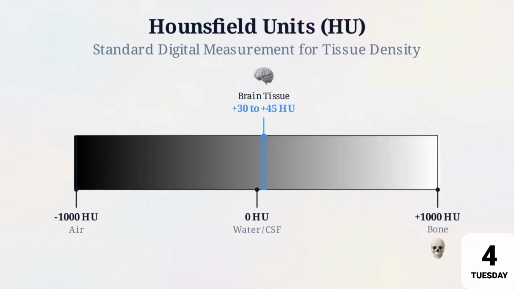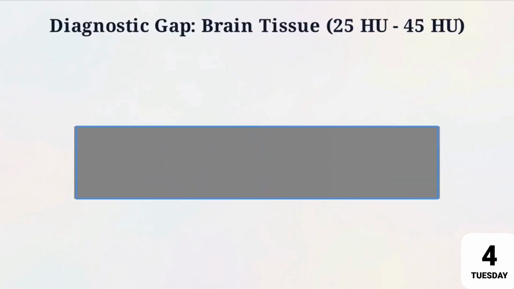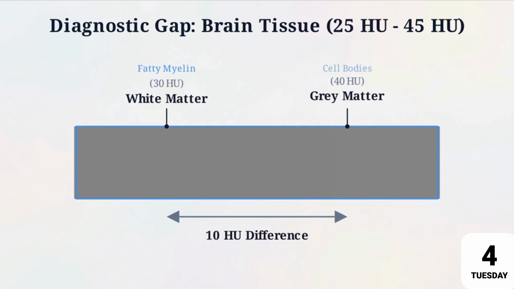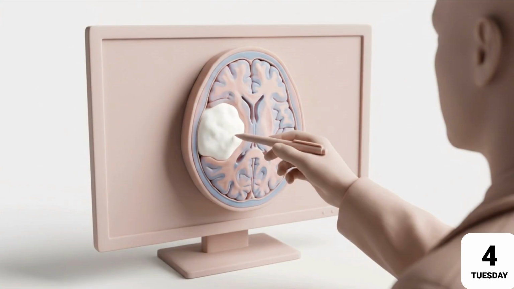Looking closer at this scale, we can see the extremely narrow numerical gap between the brain's gray matter and white matter. Gray matter consists of denser cell bodies, hovering around 40 HU, while white matter contains fatty myelin, dropping its density slightly lower, closer to 30 HU. A radiologist's core skill is simply recognizing when these natural baseline density values shift. If a patch of brain suddenly registers too high or too low, they know disease or trauma is present.